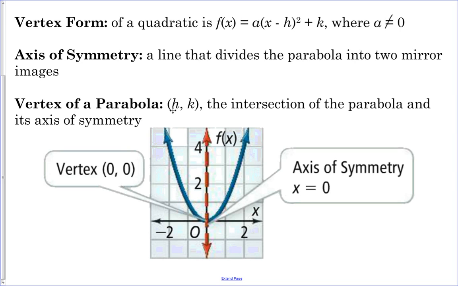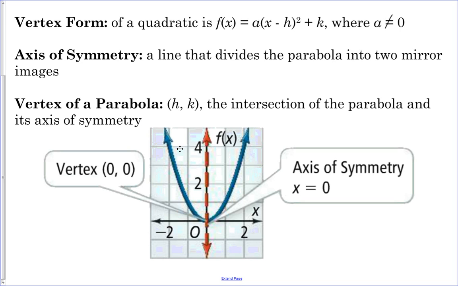Vertex of a parabola, which is (h, k), is the intersection of the parabola and its axis of symmetry. Here's the axis of symmetry. The blue line here, it's not really a line, it's a parabola. The blue parabola here is our parabola. So the point where they cross here is our vertex. In this case, it's (0, 0).